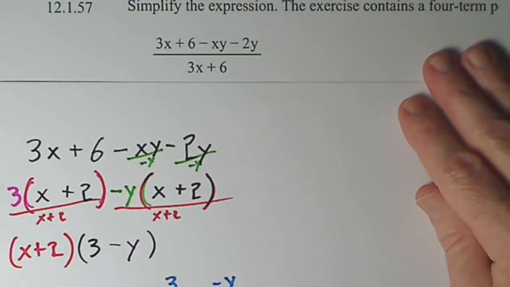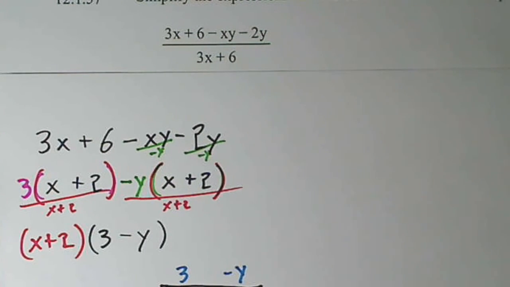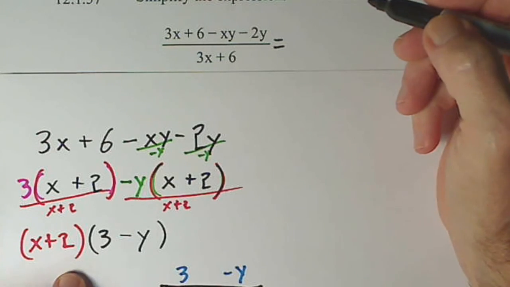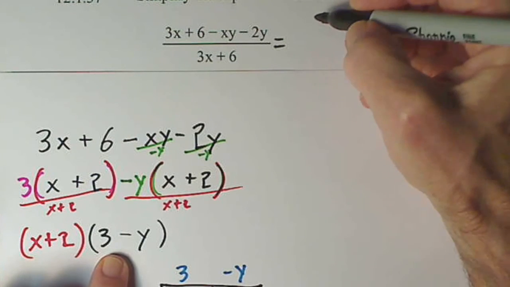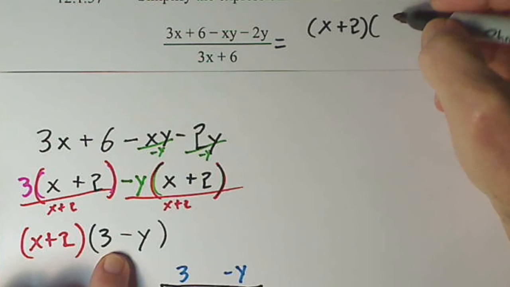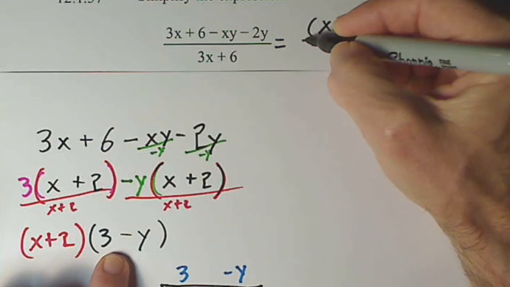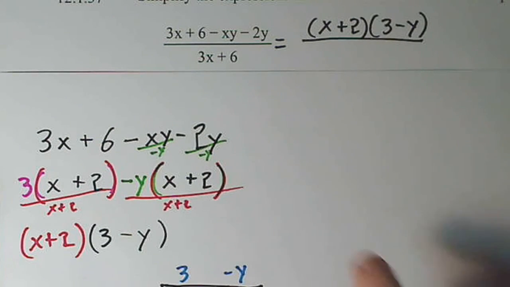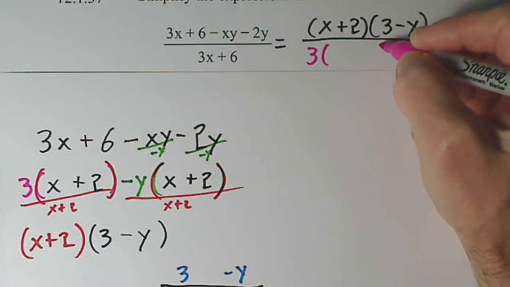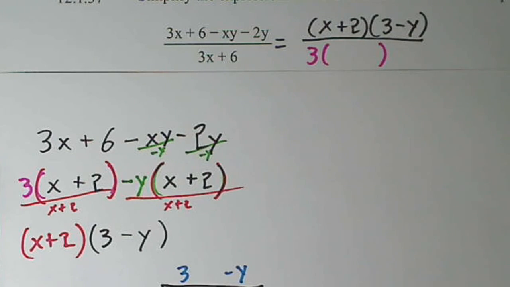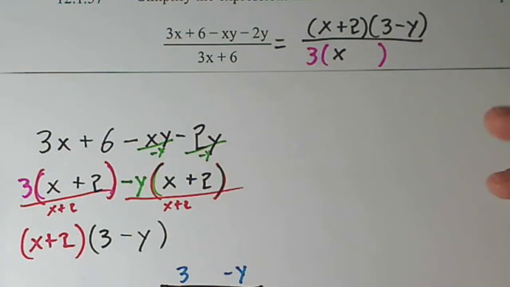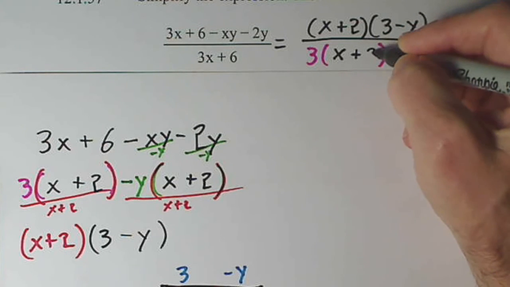We're going to move way back up here. When we factored the numerator, we got two binomial factors, x plus 2 and 3 minus y. And for the denominator here, you're looking for a GCF, which is 3. When you factor out a 3 from 3x, you're left with x. When you factor out 3 from 6, you're left with that positive 2.